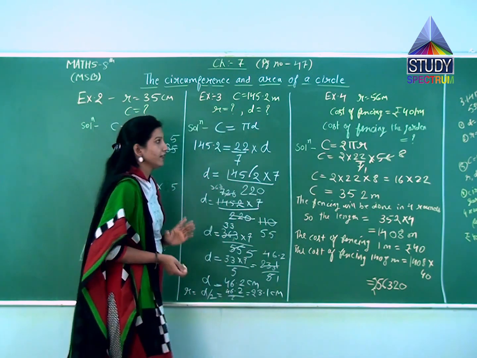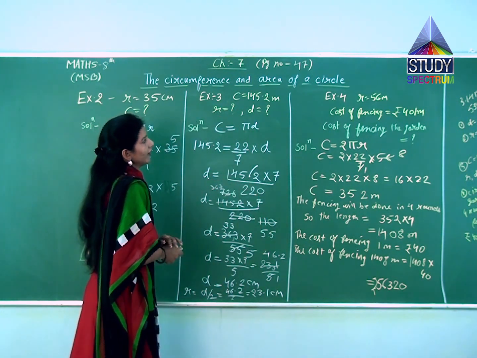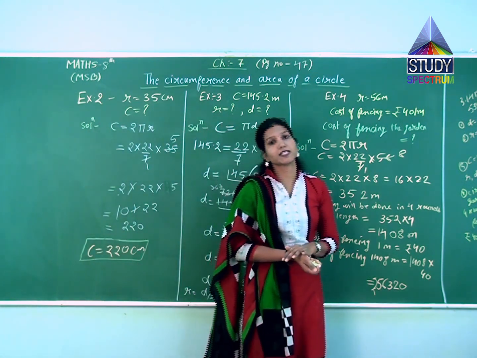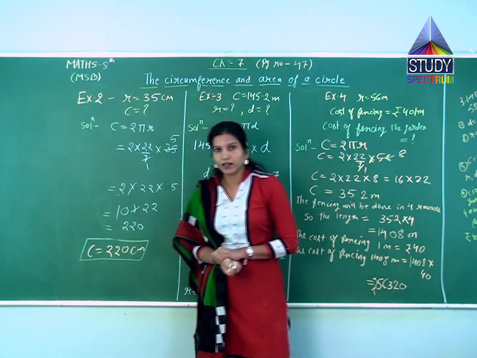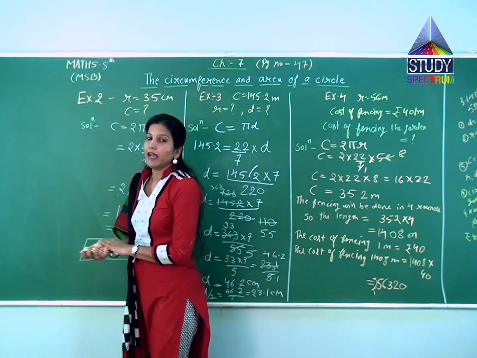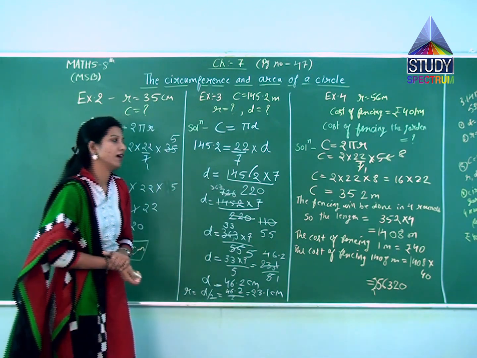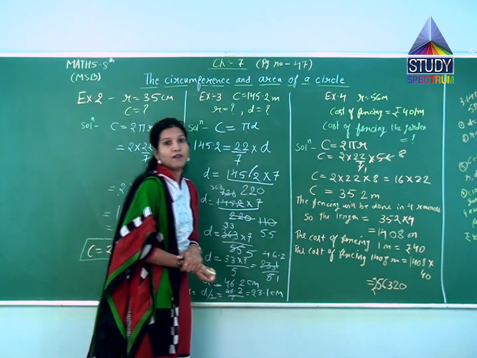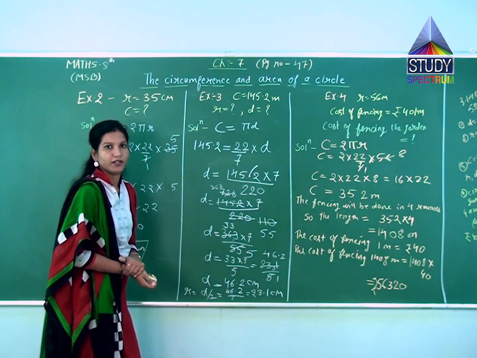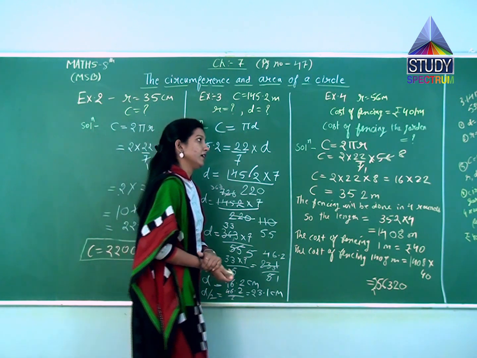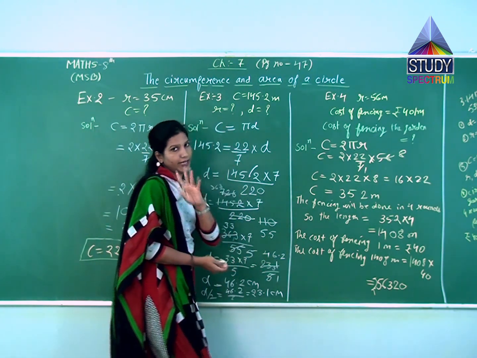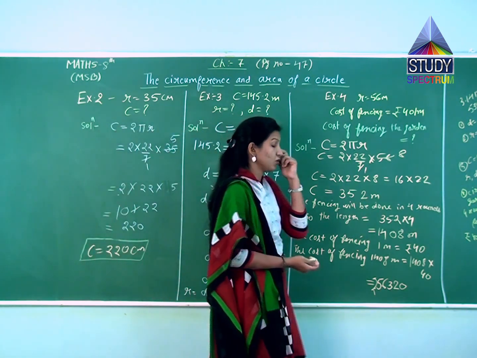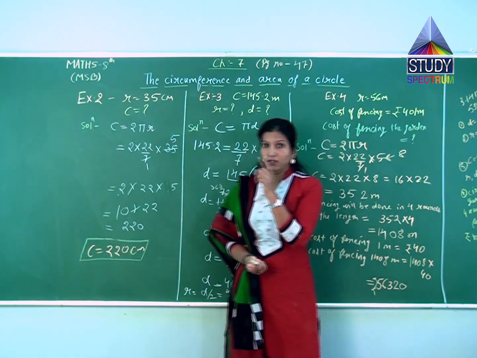Let us revise it once again. In this question, what we have been given is a circular garden with radius 56 meters, and we have to fence this circular garden 4 times, and the cost of fencing 1 meter is rupees 40. Then what will be the cost of fencing the whole garden 4 times? So whenever you want to fence any circular garden, it means you are taking the circumference of the garden.